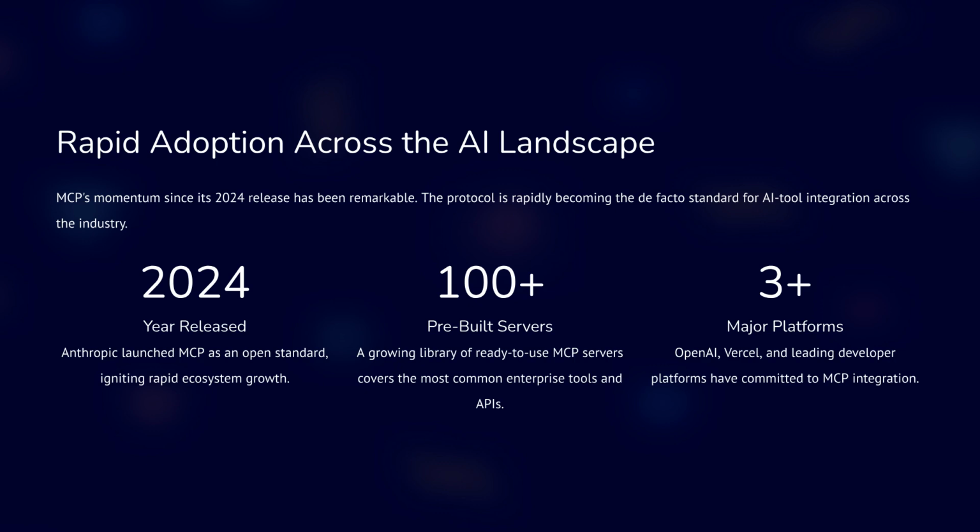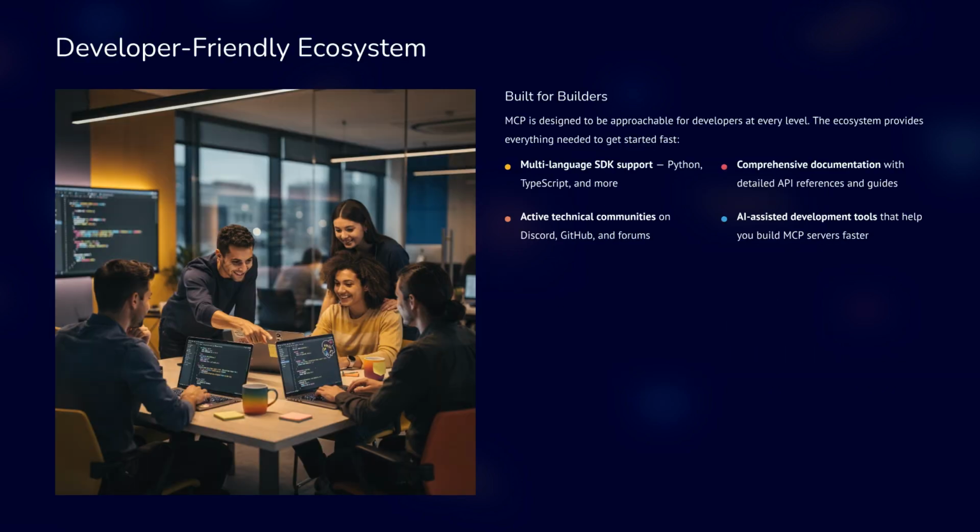Since its 2024 release, MCP has gained significant momentum. We see its impact through key metrics like the release year, over 100 pre-built servers, and adoption by major platforms like OpenAI and Vercel. The developer-friendly ecosystem for MCP is robust. It's built for builders at every level, providing multi-language SDK support, comprehensive documentation, active technical communities, and AI-assisted development tools to speed up the creation of MCP servers.